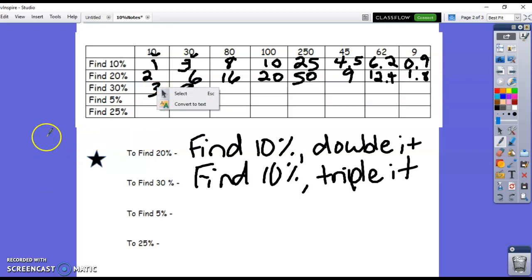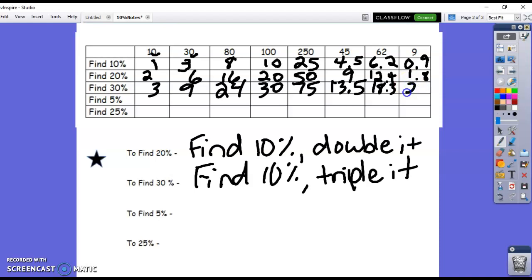All right, let's check and see how you did. 30% of 80 is 24. 30% of 100 is 30. 30% of 250 is 75. 30% of 45 is 13.5. 30% of 62 is 18.3. And 30% of 9 is 2.7.